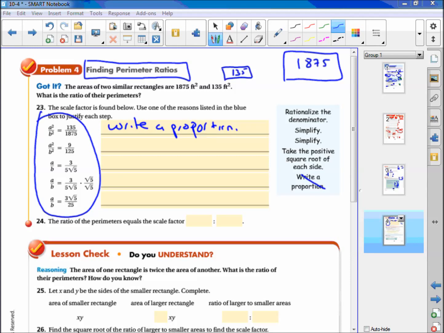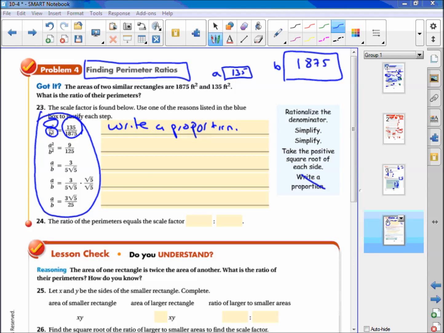Proportion. And where did this proportion come from? All right, so we know that the ratio of the areas is the ratio of the sides squared. So they just decided that side A and this corresponding side B, if we squared A and we squared B, that should be the ratio of the areas of the two similar figures, and we already knew the areas of the two similar figures. So we put the A1 with 135 and the B1 with 1875.